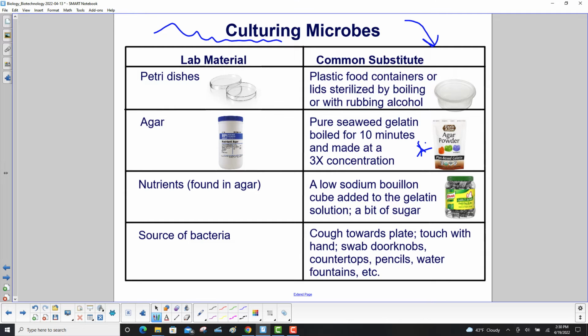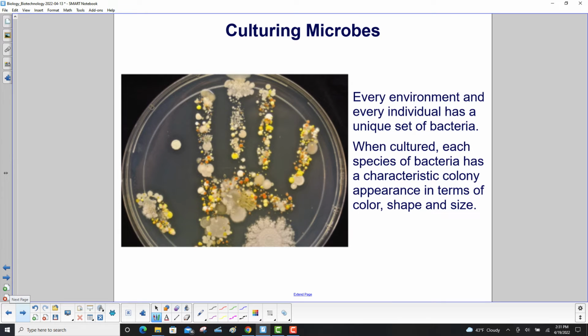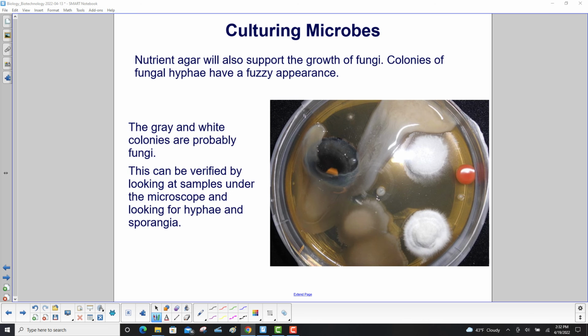Bacteria is everywhere. Here we have students streaking plates, over here, with bacteria found on their hands. And again, that is on everybody's hands. Every environment and every individual has a unique set of bacteria. When cultured, each species of bacteria has a characteristic colony appearance in terms of color, shape, and size. And it looks like a person took their entire hand, put it on this plate, and then this was cultured, and you can see the different types of bacteria all over that person's hand. And again, everybody has something like that. That's not unusual.